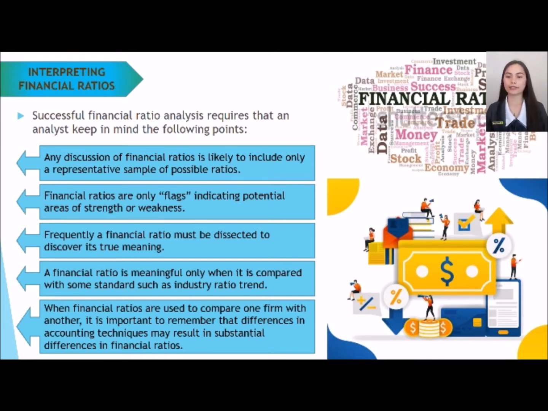The next is, a financial ratio is meaningful only when it is compared with some standards, such as an industry ratio trend, a ratio trend for the specific firm being analyzed, or a stated management objective. So in trend analysis, ratios are compared over time, typically years. So year-to-year comparisons can highlight trends and point out the need for action.